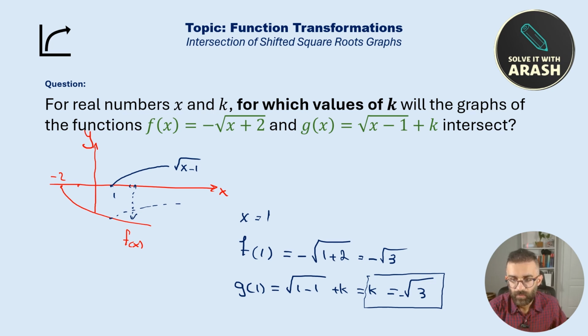By that, now we can say for any k value less than negative square root of 3, the two graphs will have a point of intersection. So the final answer to this question is k values less than or equal to negative square root of 3.